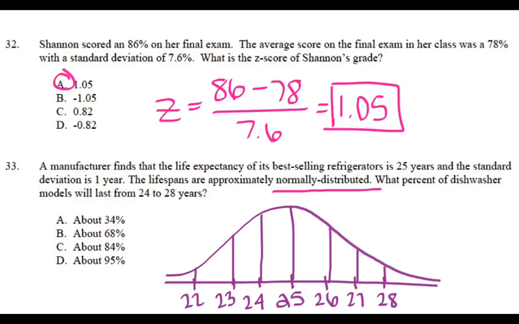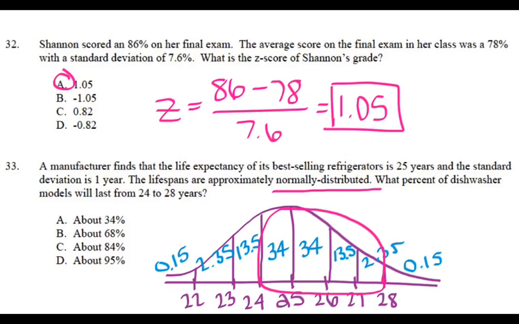So within 1 standard deviation is 68%, so that's 34, 34. Within 2 standard deviations is 95, so that makes this 13.5, 13.5. The next one over is 2.35, and then the last one is 0.15. Now this one says from 24 to 28 years. So 24 to 28 years, you are looking at this portion of the normal curve. So I can add those percents together.